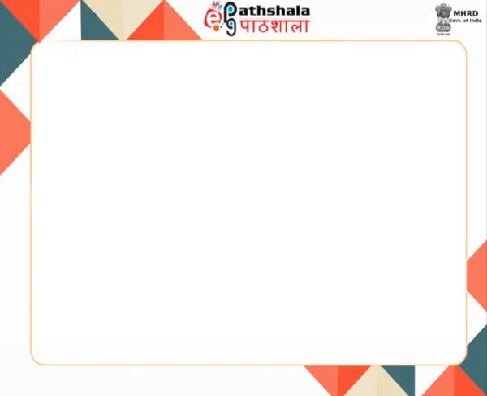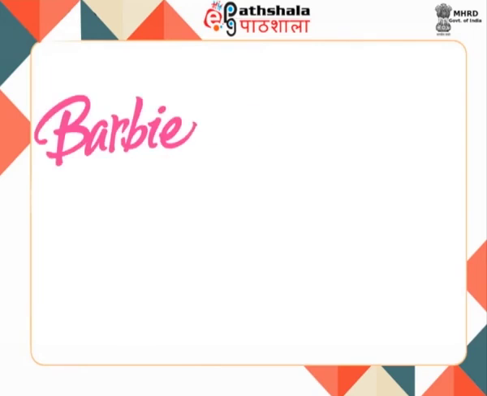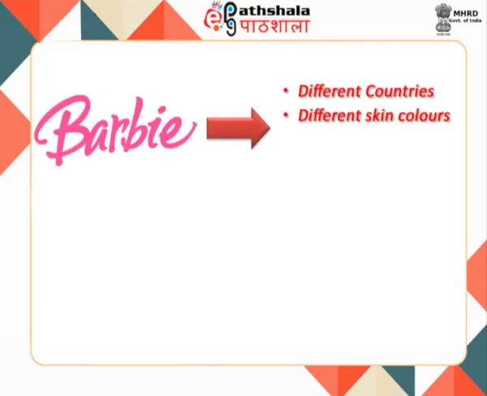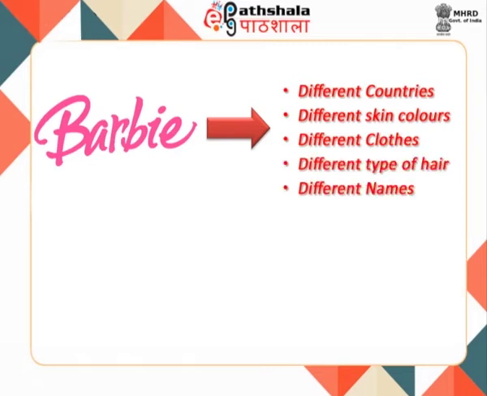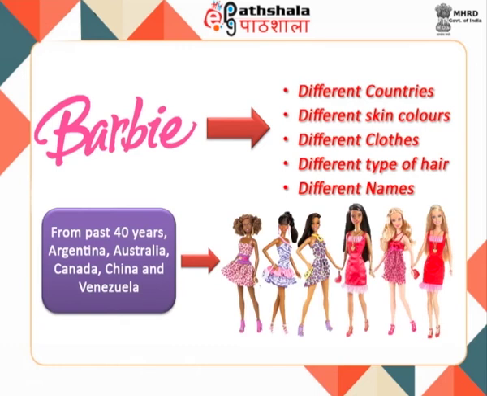For example, the makers of Barbie realized that little girls around the world had different skin colors, wore different clothes, had different types of hair, and had completely different names. As a result, for the past 40 years, countries including Argentina, Australia, Canada, China, and Venezuela have all sold Barbie dolls unique to their particular country and geared towards the wants and needs of their buyers.